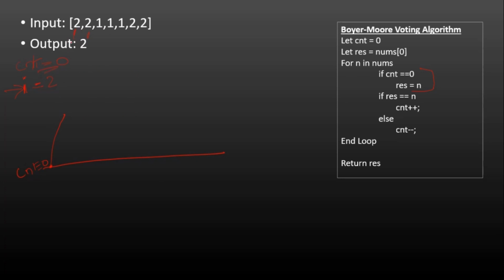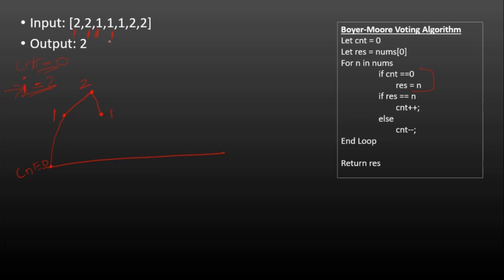So here, if I check this, initially it is 0 and I'll assign I equal to 2 and increase the counter. So now my counter becomes 1. Then my second number is the same as my current I number, so I'll again increase the counter. Now the next element is 1. 1 is not equal to my majority element which I have assumed, so in that case, decrease the counter. So my counter is decreased and now it is 1.